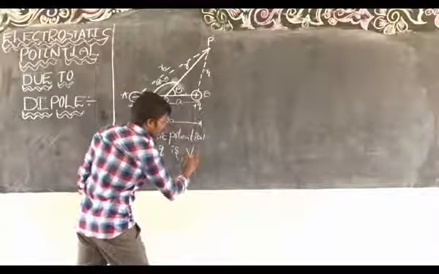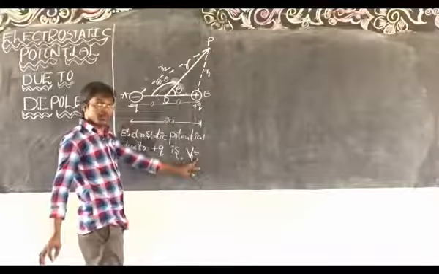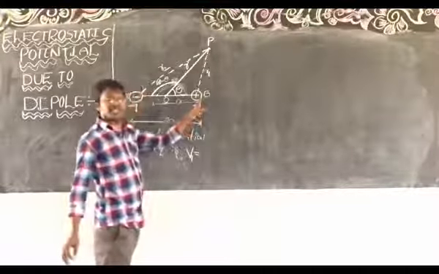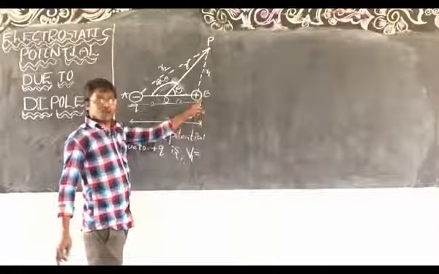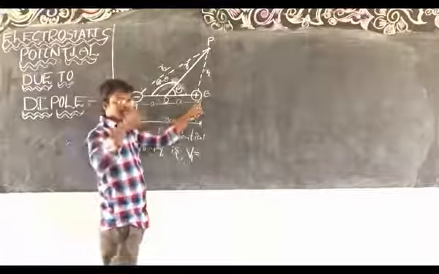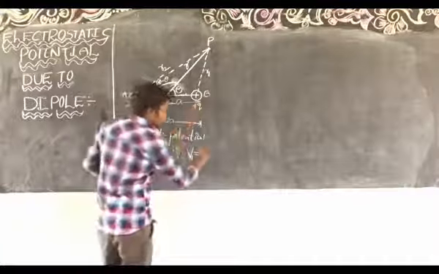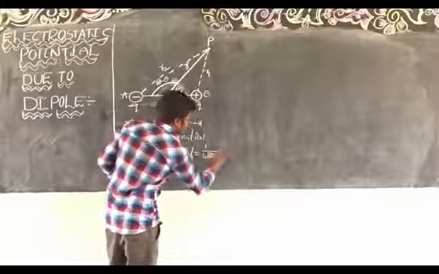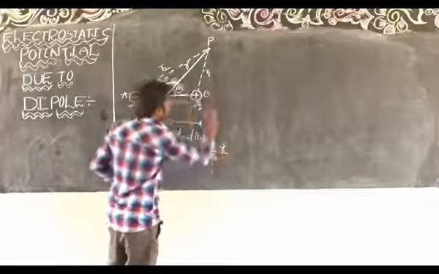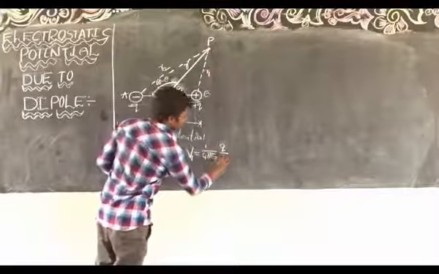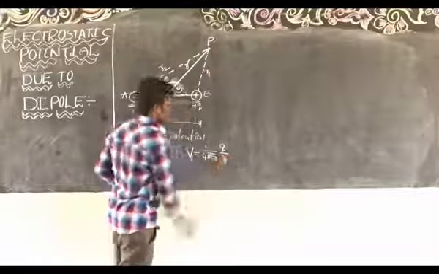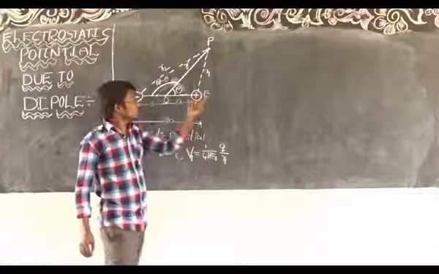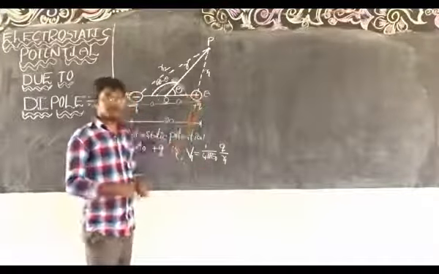I am giving V1 is equal to... what is the electrostatic potential at point P due to a point charge? 1 by 4 pi epsilon naught into Q by R. Already in the previous class we discussed it. What is that? 1 by 4 pi epsilon naught into Q by, here what is the distance? R1. This is the electrostatic potential at point P due to the positive charge.